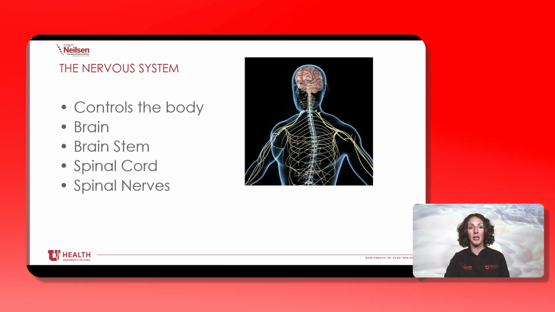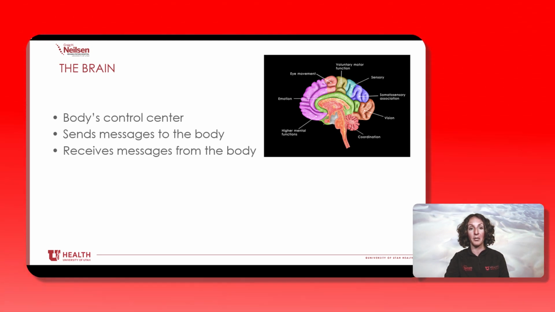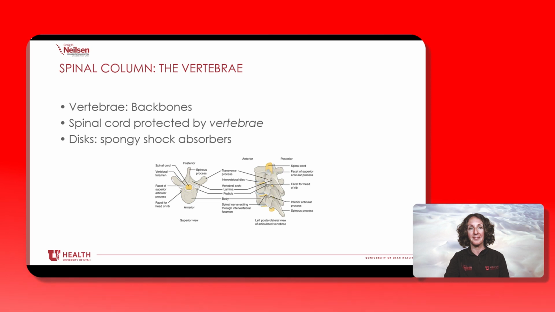So first we have the nervous system, which controls most things in our body. It consists of the brain stem, the spinal cord, and the spinal nerves that branch out to the specific muscles in our bodies. And the spinal nerves are also known as the peripheral nerves. The brain is the body's control center. It sends billions of messages all day long, from brain to spinal cord to the body, and then the reverse, from the body to the spinal cord, back up to the brain.